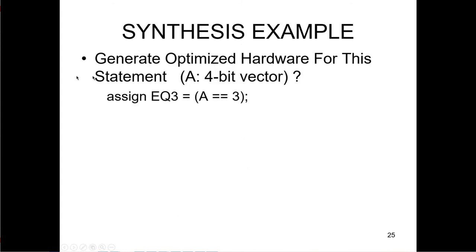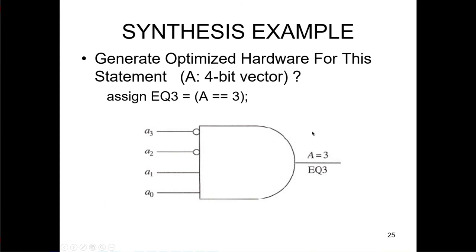All right, so let's look at this. Generate optimized hardware for this statement. A is a 4-bit vector, and we want to see if A equals 3. This is a logical equal, so EQ3 will be 1 if it's true and 0 if it's not true. All right, so how are we going to do that? A equals 3. Well, we can do it like this. A is a 4-bit vector, we're assuming this. So that means that for A to be equal to 3, the only combination that'll work is 0, 0, 1, 1. So if A3 is 0, we'll invert it. That'll be a 1. If A2 is 0, we'll invert that. That'll be a 1. And then if these two are both 1, we'll have four ones, and EQ3 will be true.